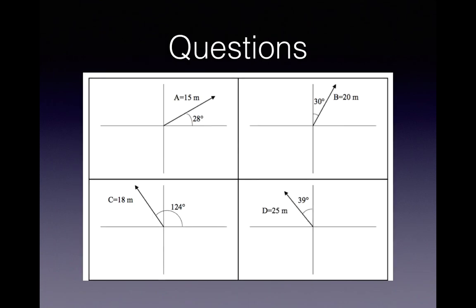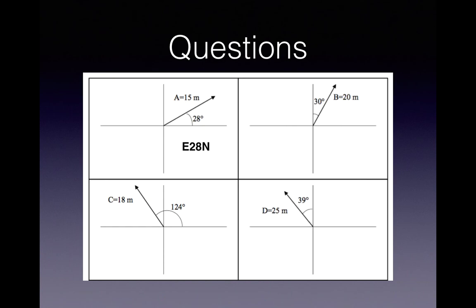Okay, so your turn. Pause the video, have a go at a few of these. I'm going to put up the answers now. The first one will be east 28 north. The second one, now there's a 30-degree angle given there in the top right hand corner.